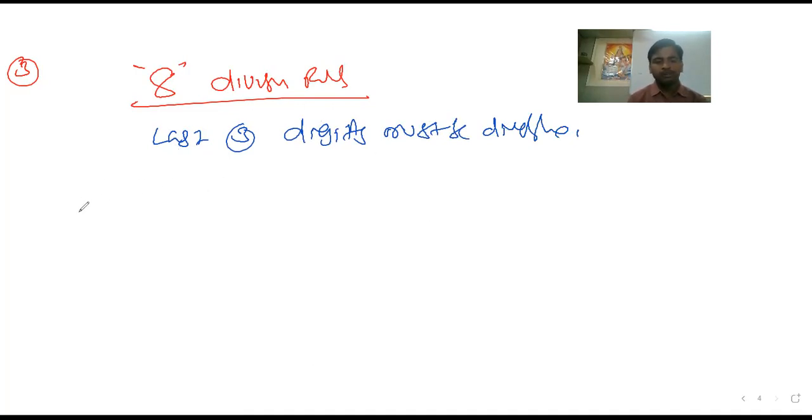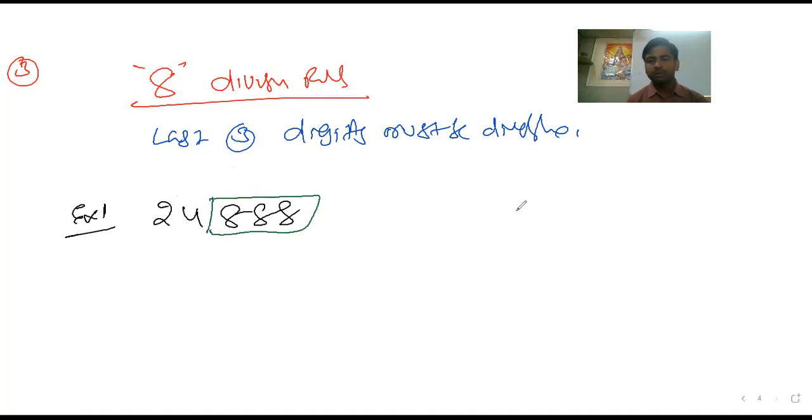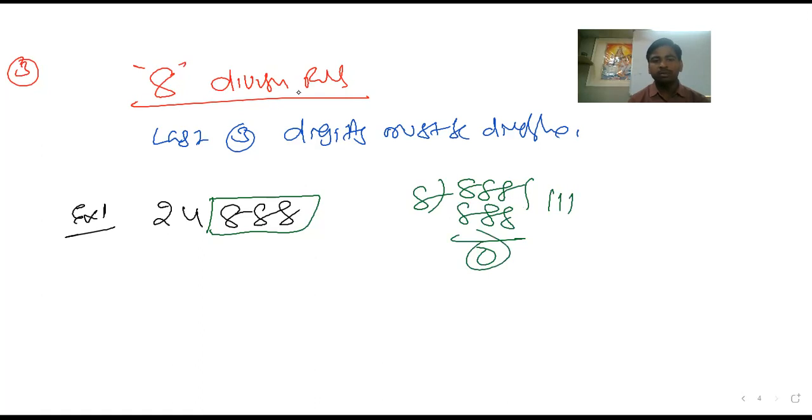For example, the 2 table means the last 1 digit, the 4 table means the last 2 digits, and the 8 table means the last 3 digits. I'll take 24,888. Your main concentration is the last 3 digits. Is 888 divisible by 8? 8 times 111 is 888. So the entire number is divisible by 8.